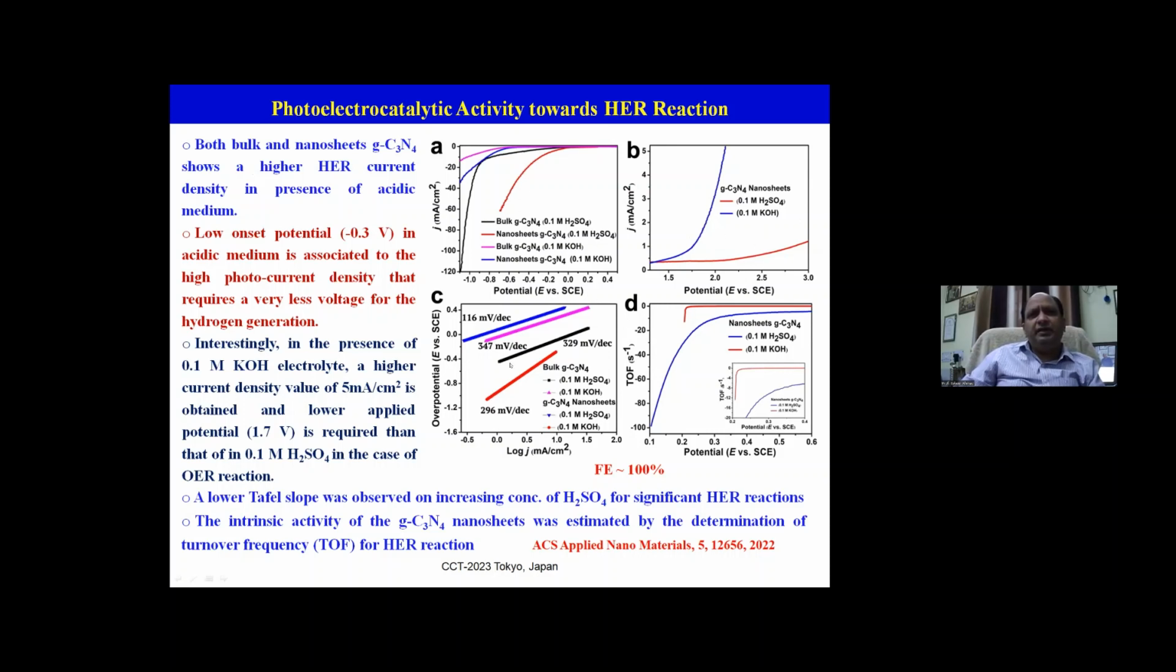This is the OER plot. This plot is the Tafel plot, and this is the turnover frequency plot. So if you see this LSV plot for HER, it shows the low onset potential for graphitic carbon nitride, which shows the high photocurrent density for these graphitic carbon nitride nanosheets, and the low value of the Tafel slope. Both these experiments show that the nanosheets of graphitic carbon nitride show significant HER activity, and we also estimate the turnover frequency for the HER reaction, which is shown in this plot.